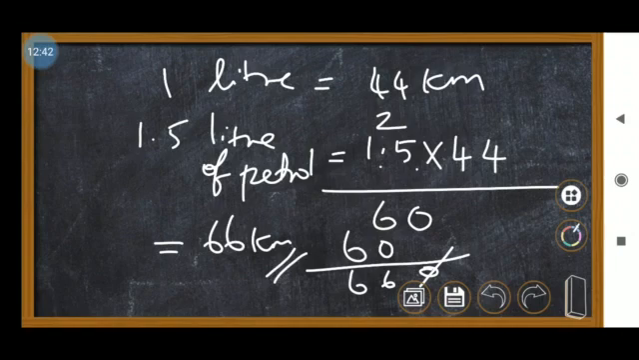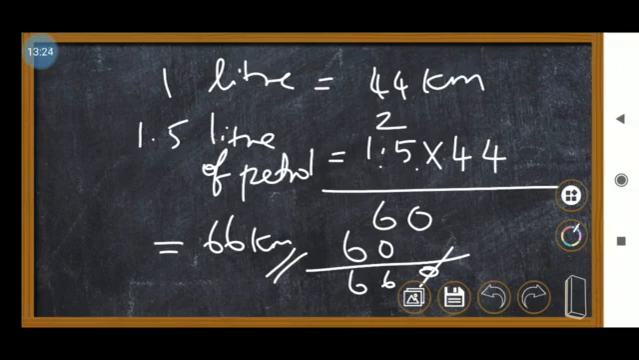Okay students, can you understand? First we have to find how much distance it can cover with 1 liter of petrol. Out of 5 liters of petrol, it can cover 220 kilometers. So to find 1 liter, we do 220 divided by 5. If we cancel, 44 will come, and into 1.5 liters of petrol we will get the answer, students. This is the only kind of calculation we have to do.